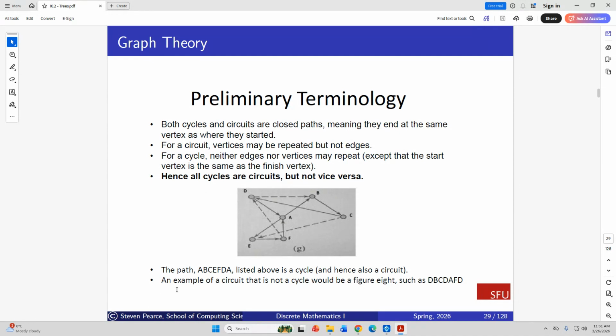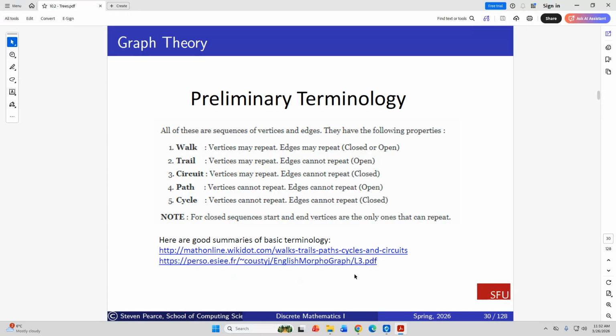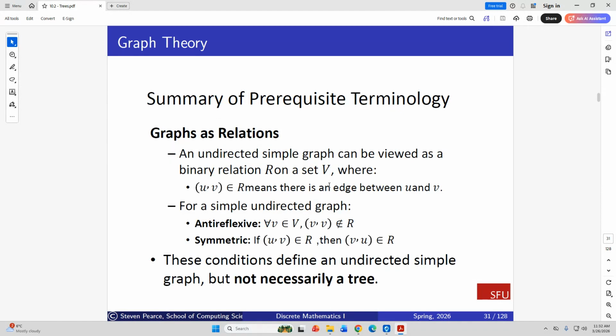So here you can see that the path A, B, C, D, E, F, A is a cycle, because it goes back to A. Its starting point is the finish point. An example of a circuit that is not a cycle would be, say, D, B, C, D, A, F, D. You can figure it out for yourself. I keep repeating the same thing over again just so we make sure we're consistent, we get it.